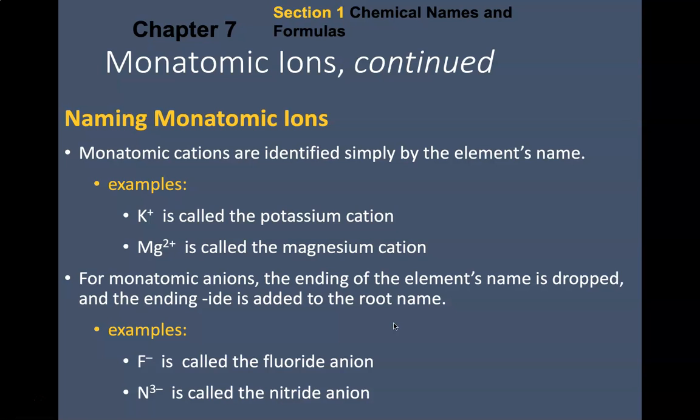Now, for anions, so negatively charged things, we're going to drop the ending of the element's name and add the ending "-ide", IDE, to the end of the root name. So, for instance, with fluorine, we are going to drop the INE and add IDE instead. With nitrogen, we are going to dash away the OGEN, if you will, and leave behind IDE instead.